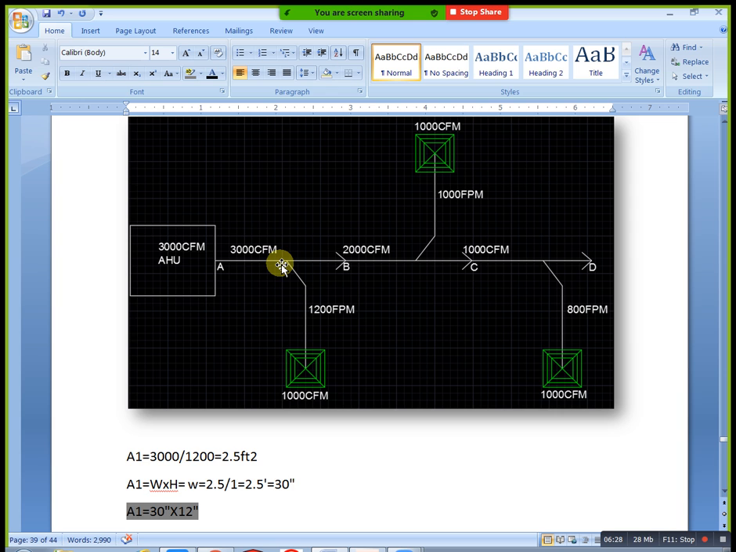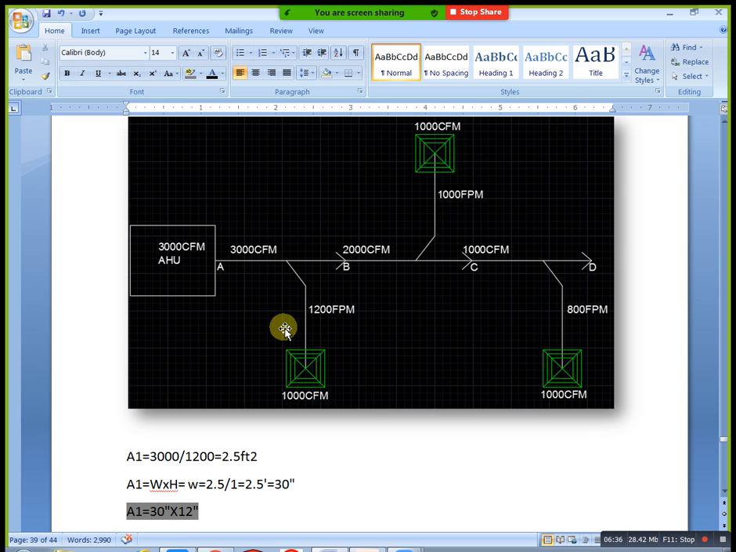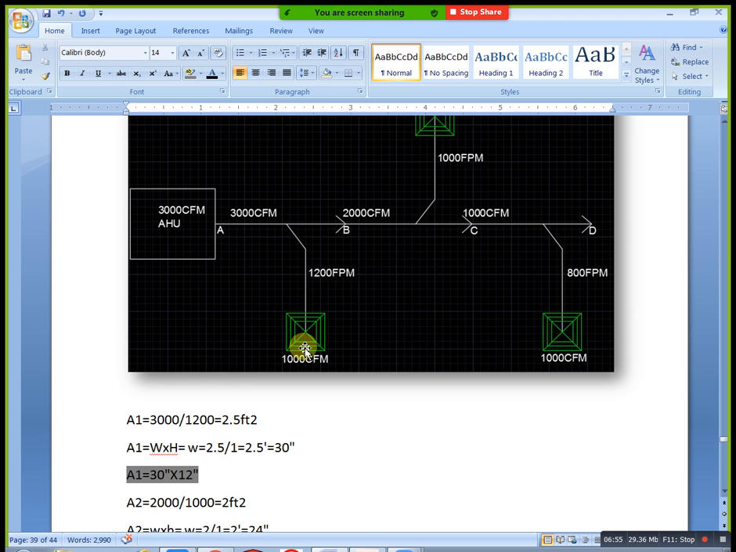Okay, how can we find our A to B value? For the A to B section width and height, first of all we need to assume our width value. Presently we don't have an exact value, right? In that condition you definitely need to take an assumed value. For example, my assumed value, directly you will take, is 12 inch. Okay, H is equal to 12 inch.